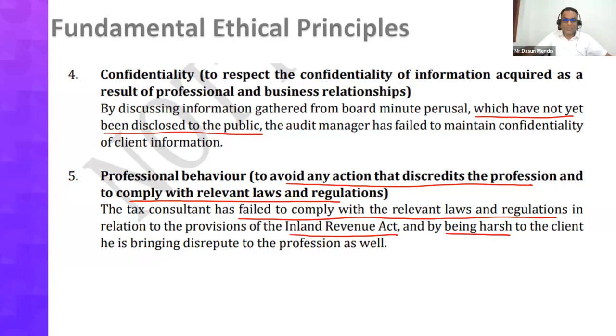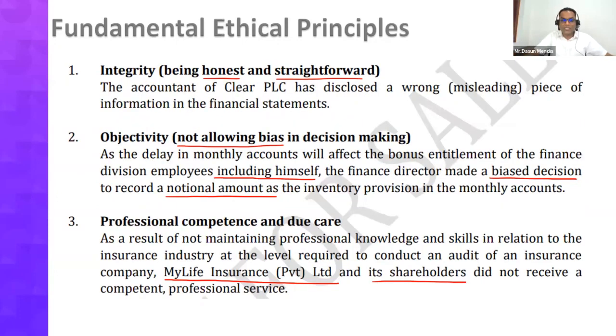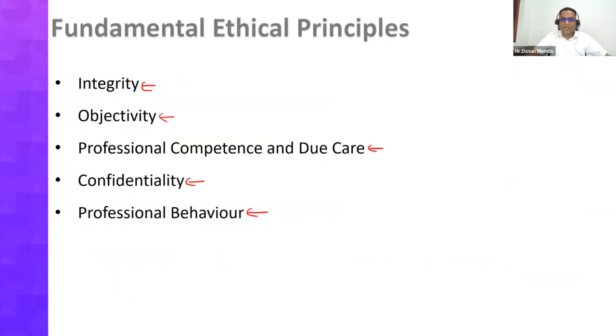Right? So 5 scenarios are given. In each of these 5 scenarios, one of the 5 fundamental ethical principles has been breached. Actually, the examiner is helping you, right? He has given the scenarios in the order that you study. This is the order that you study, right? Integrity, objectivity, professional competency and due care, confidentiality, and professional behavior. In each scenario, one of these 5 fundamental principles is getting breached. So the examiner is not your enemy, right? He's helping you, he's supporting you. So the 5 fundamental principles, without even changing the pages, he has given in order, right?